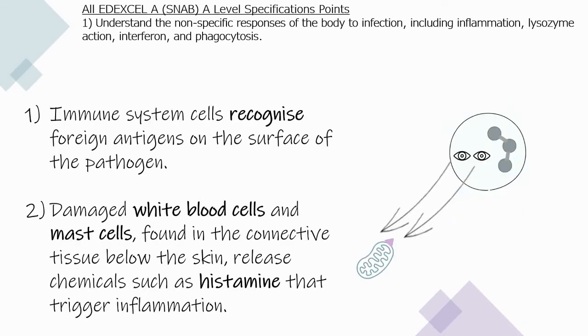The inflammatory response has a series of steps in its process. It begins with immune cells recognising foreign antigens on the surface of the pathogen. Antigens are proteins which are unique to cells. So immune cells are able to recognise this antigen as foreign and therefore identify that this molecule is a pathogen. Then damaged white cells and mast cells, which are a type of white blood cell found in connective tissue below the skin, release a chemical which is called histamine, and histamine triggers inflammation.